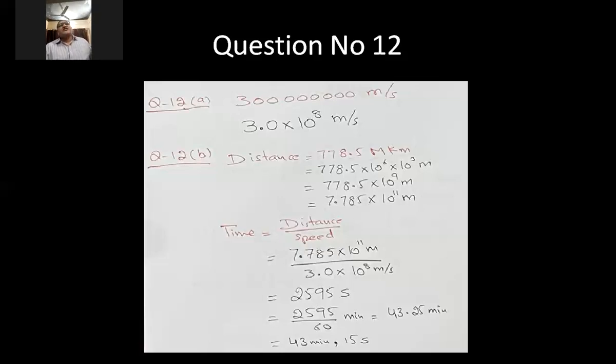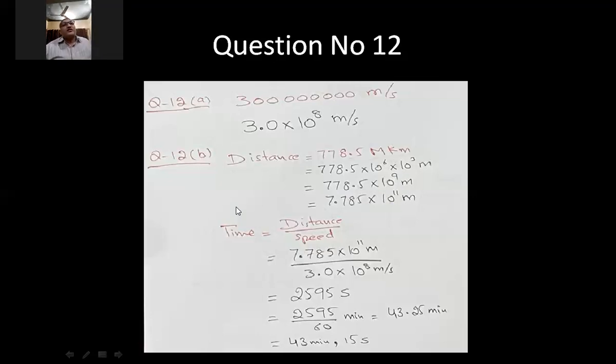So million means 10 raised to power 6, kilometer means 10 raised to power 3 meter. So you have 778.5 expo 6 multiplied with expo 3. So 778.5 expo 9 meter. Now this is not in the standard form because this number is more than 10. This number should be more than 1 and less than 10. So I will move this decimal 2 steps to the left, and we will have 7.785. And when you move it 2 steps to the left, the 10 raised to power will be increased by 2. So you will have 10 raised to power 11 meter.